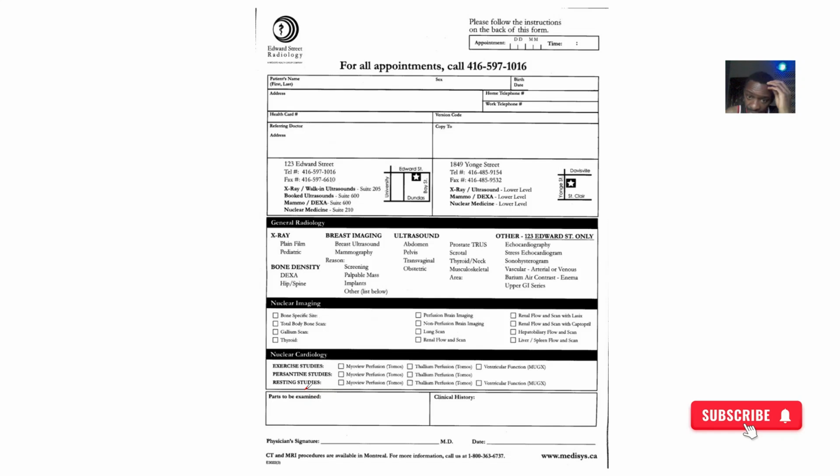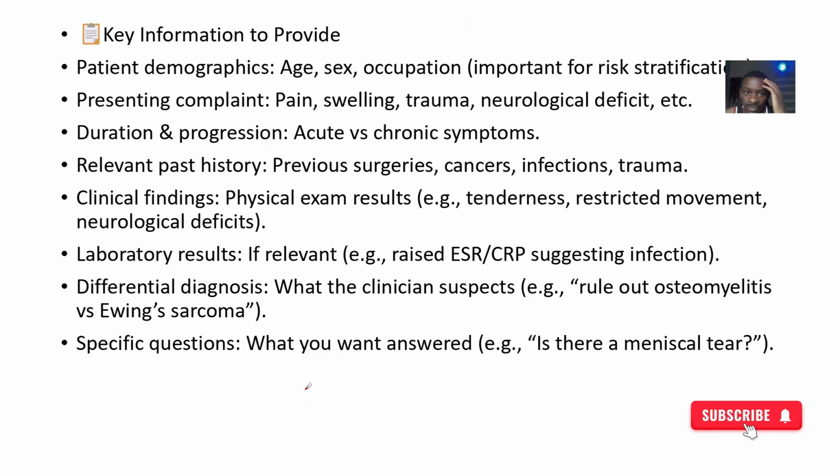So this is a radiology request form. You can pause to observe it. The key information that should always be provided includes the age of the patient, the sex of the patient, and occupation, so that you don't have the result for one patient sent to another patient, which causes a lot of issues in the hospital. You should specify the presenting complaint. You should state the period, that is, the duration for which the issue has been disturbing the patient.